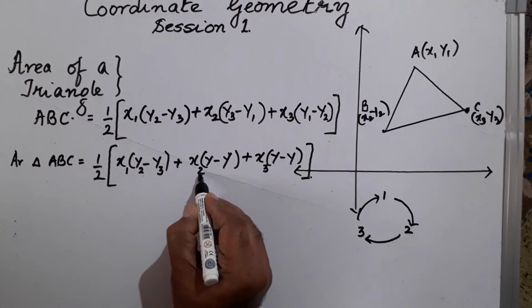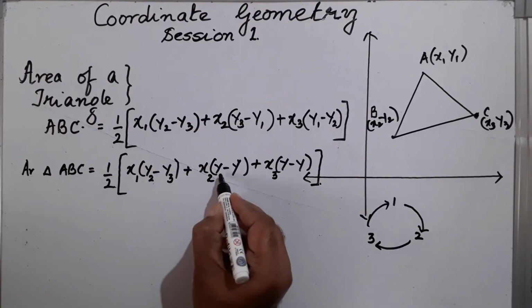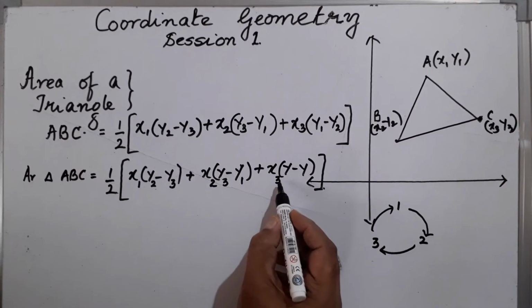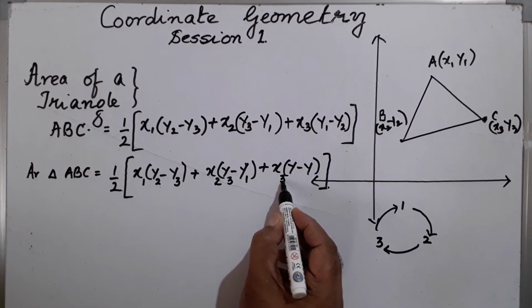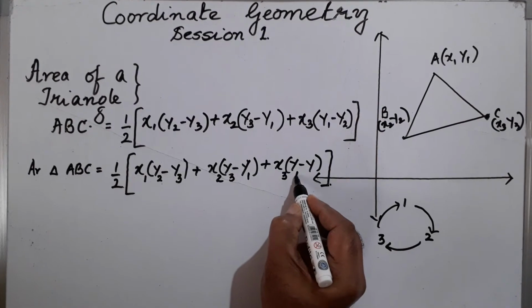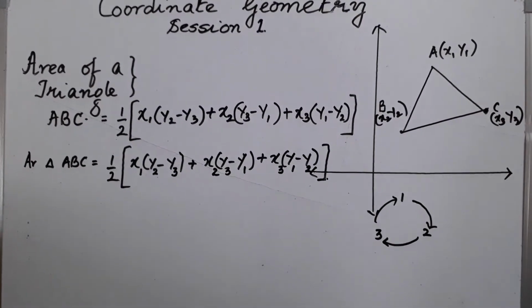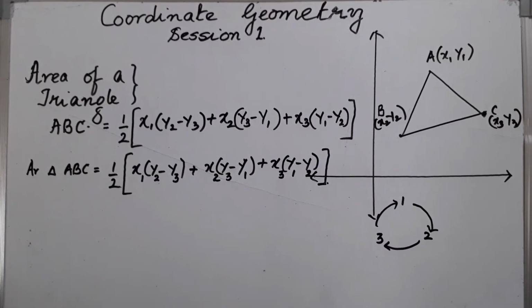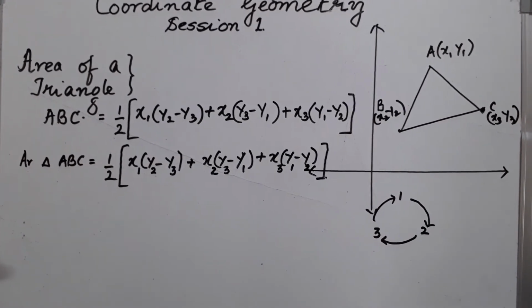Here in the second term, x has 2. After 2 is 3. After 3, it is 1. Here in the third term, x is 3. Then it will be 1. After that, 2. This is how you remember the formula for the area of the triangle.